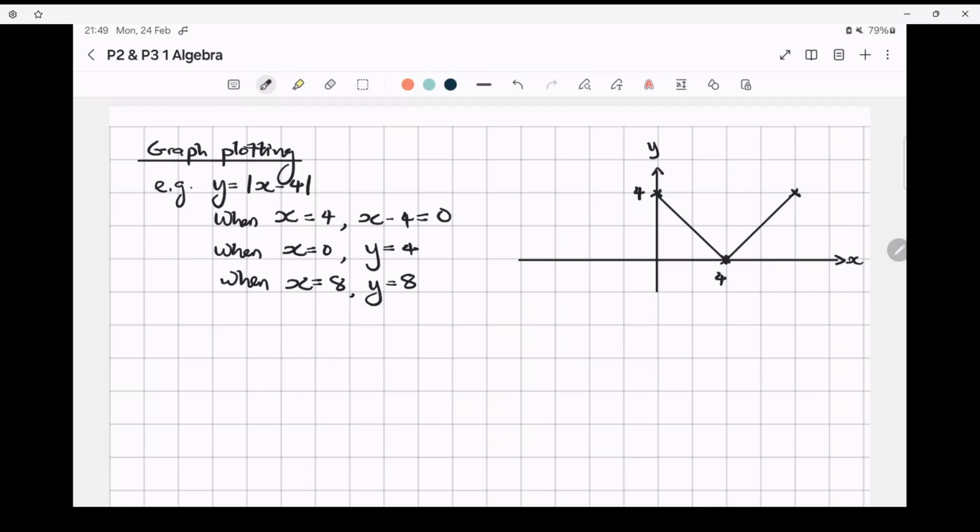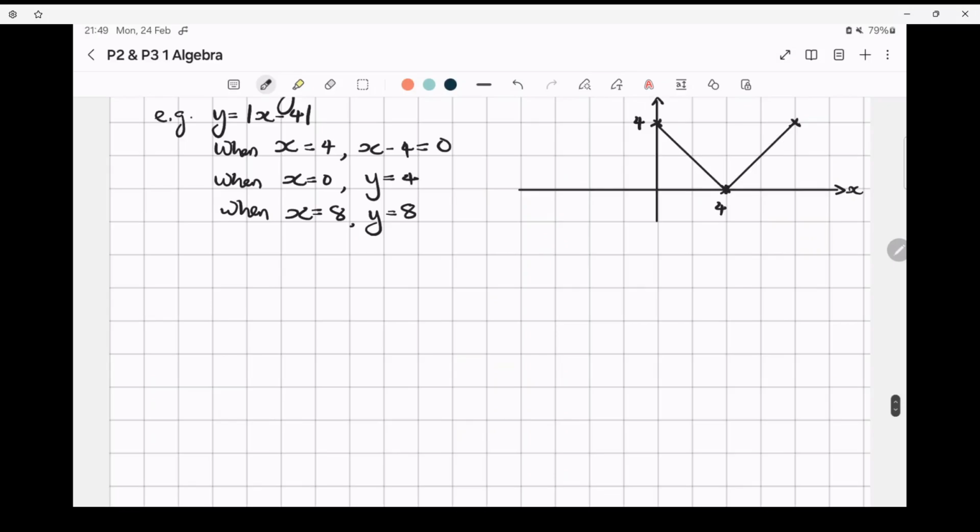So the steps for plotting your modulus function are: first, identify your x-intercepts, then find 1 point on the left of your x-intercept and another point on the right of your x-intercept. Then you can essentially sketch the graph. So that's what I did.